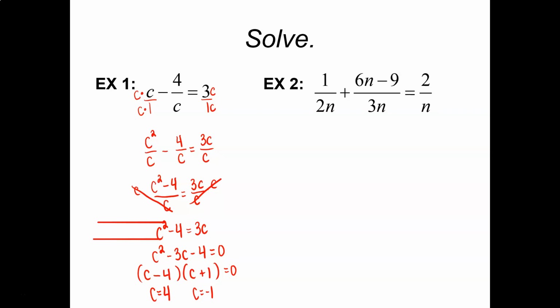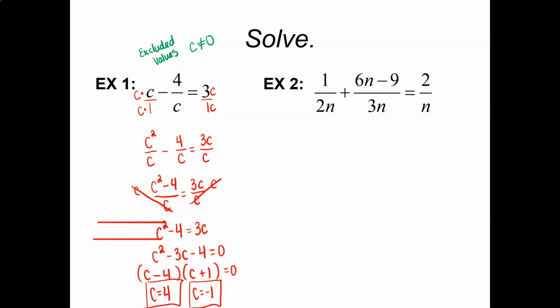Now, there is something special about these problems that we have to check every time. If I look at my original problem, I need to look at the denominators and look for excluded values. For this, we only had one denominator. It was a C. So what is our excluded value? 0. C cannot equal 0. Do either one of my answers equal 0? No, they're fine. So 4 and negative 1 are my answers.